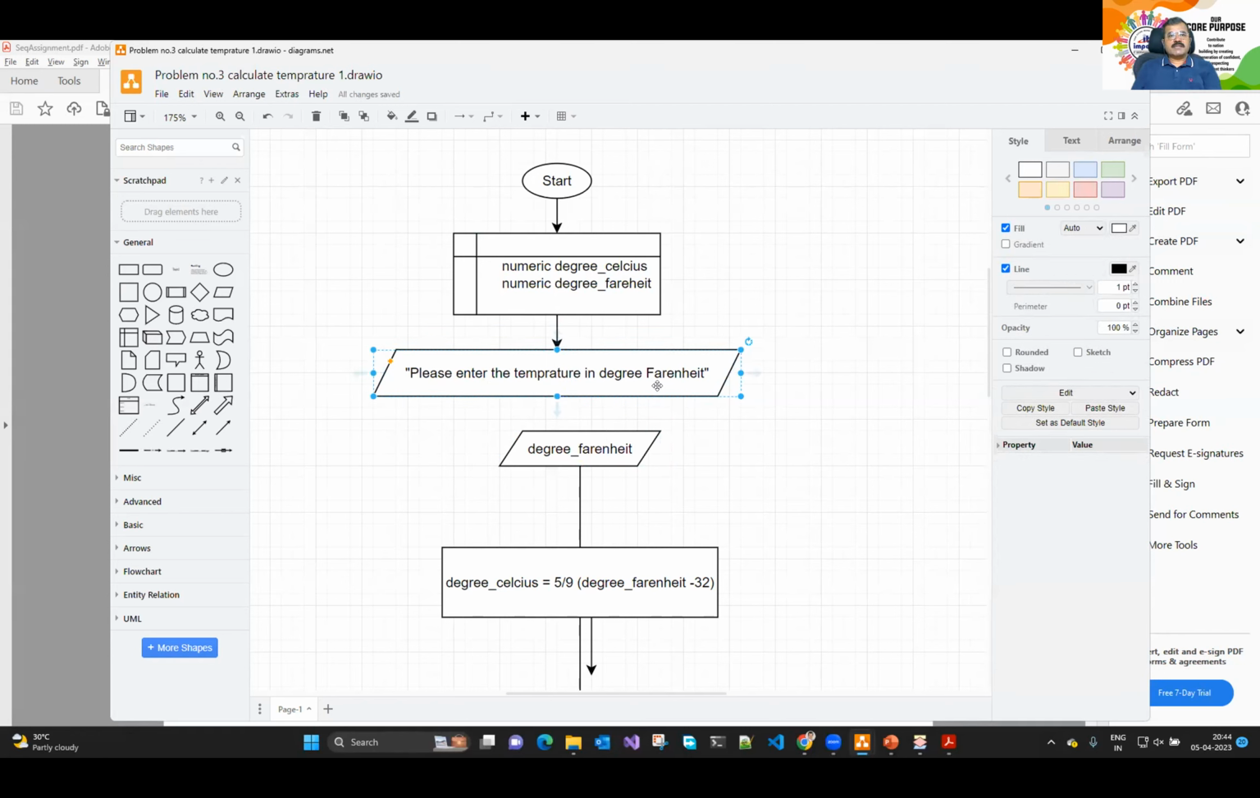So we have: please enter temperature in degree Fahrenheit. Yeah, you're saying something, Viraj?